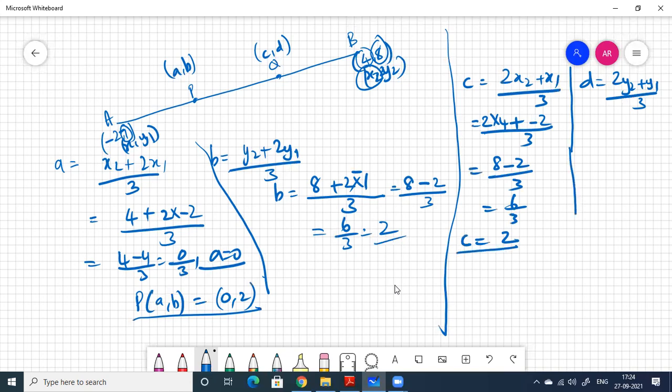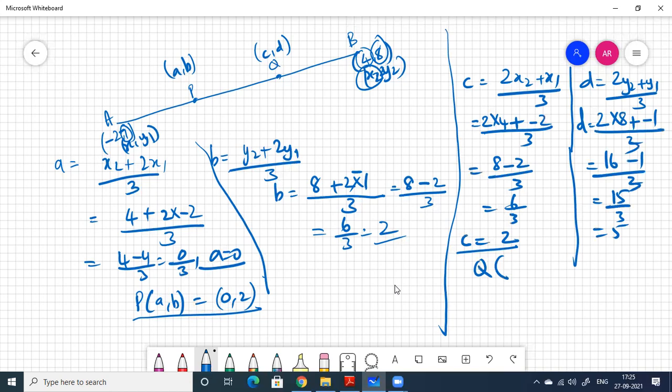Let us see what is coming for D. D is equal to 2 into y2. y2 is 8, plus y1. y1 is -1, so plus -1 divided by 3. 2 into 8 is 16 minus 1 by, sorry, by 3. Okay, that is equal to 15 by 3. It's equal to 5. Therefore Q, which is Q(C, D), is equal to (2, 5). Okay, yes, that is the thing.